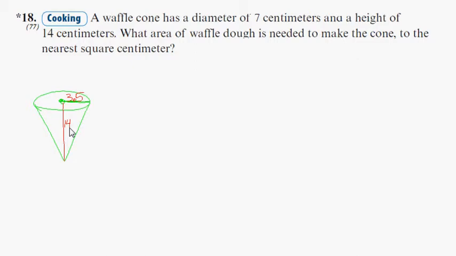Now it's asking what area of waffle dough is needed to make the cone. Obviously, well, I guess it's the base here, but it's the opening of the cone. We do not need the total surface area because obviously I'm going to close off the cone. You can't even put any ice cream in there if you do that. So we only need the lateral surface area. The formula for lateral surface area is L equals pi r L.